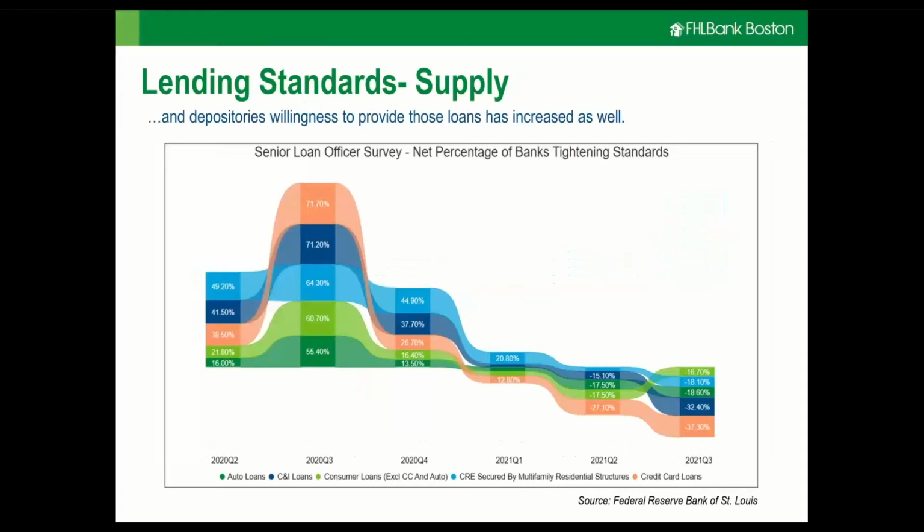And then here's the lending standards side of things. So you basically see the demand chart flipped. Everyone tightened standards at the onset of the pandemic with so much uncertainty, and then slowly things have loosened up to where you see the significant moves this past quarter. So as demand has started to pick up, lenders are wanting to lend and grow their loan books.